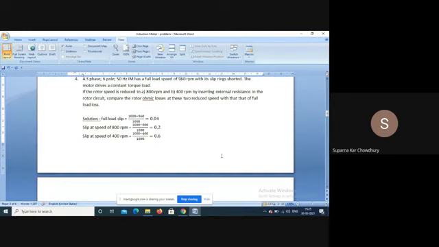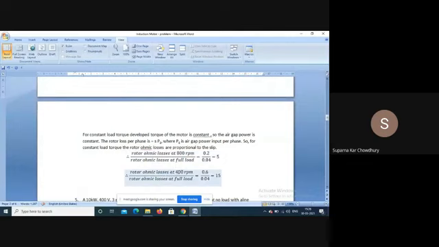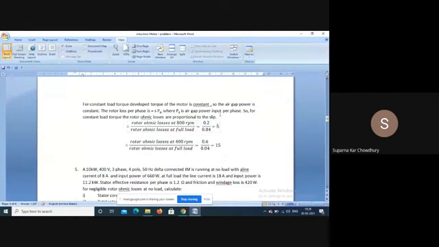So we can write the rotor ohmic loss at 800 RPM by the rotor ohmic loss at full load will be proportional to the corresponding slip, that is 0.2 by 0.04 equal to 5. And the ohmic loss at 400 RPM by the ohmic loss at full load will be 0.6 by 0.04 equal to 15. So you can see that the losses have increased. That is obvious because resistance has been inserted in the secondary circuit.